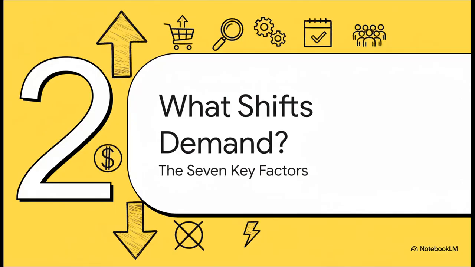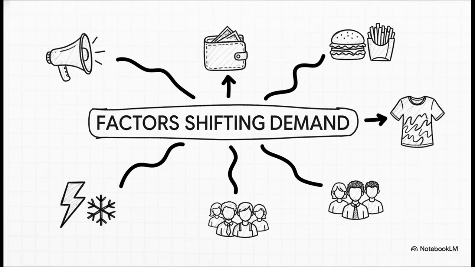So now let's dive into those factors that cause the entire demand curve to shift. These are what we call the non-price determinants of demand. A shift to the right means more is demanded at every single price, while a shift to the left means less is demanded. And here they are, the 7 key factors that can shift that demand curve. We've got the prices of other goods, both substitutes and complements, changes in how much money consumers have, simple changes in fashion and tastes, the power of marketing and branding, shifts in the population or demographics, big external shocks like a pandemic or a recession, and finally, seasonality.